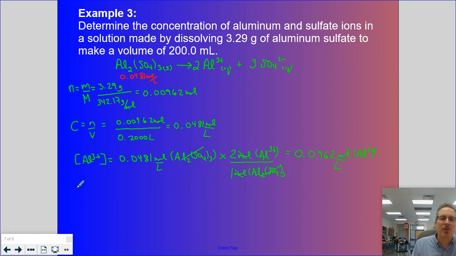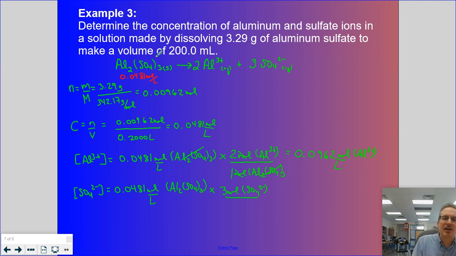Again, I'm going to do the whole thing again, this time for sulfate ions. Take the number I started with, 0.0481 moles per liter. And I want to use the full calculator number. So if that means you have to type it all in again, you'll have to do that. We're going to leapfrog times by 3 moles of sulfate.